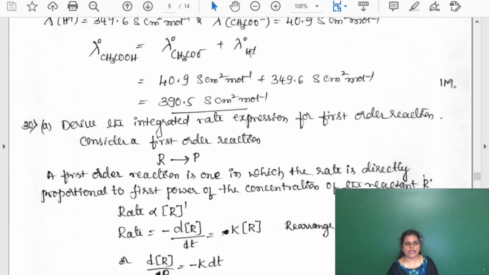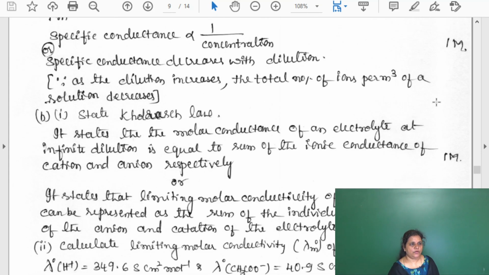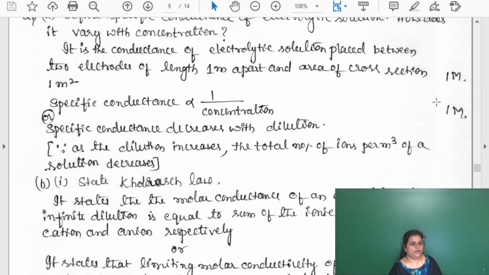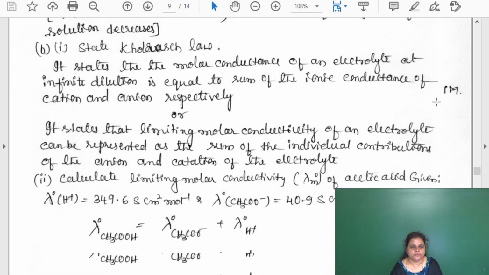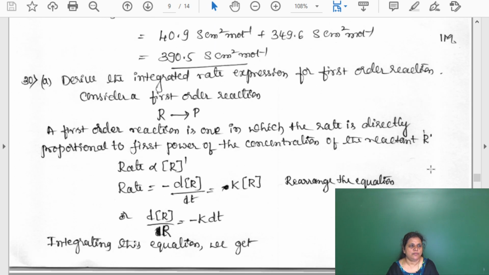So writing the formula along with the correct substitution carries 1 mark, and the simplification carries 1 mark, total 2 marks. Okay, now so here it carries 1 mark. Now move on to the question number 30.